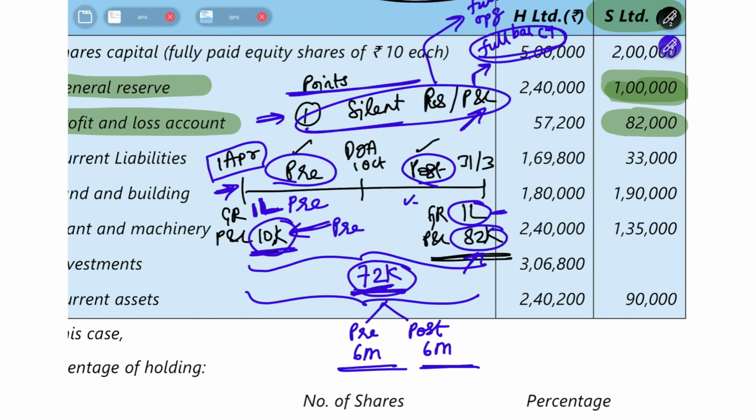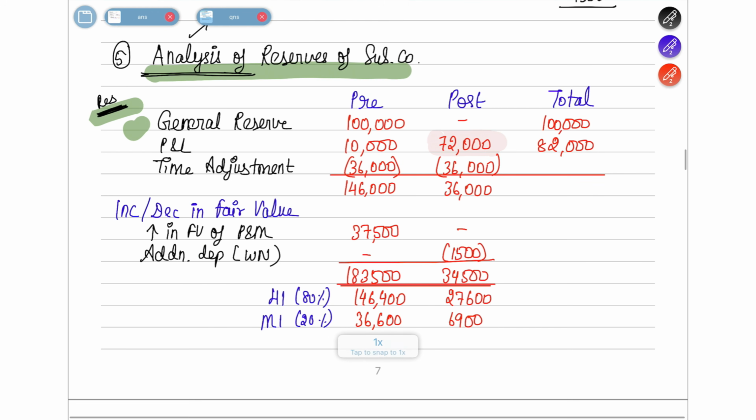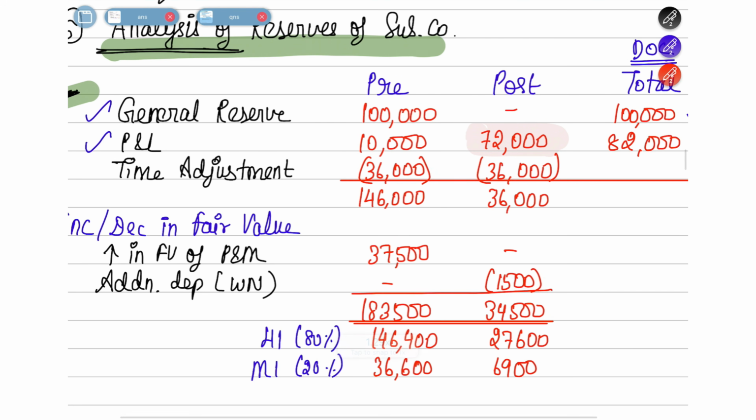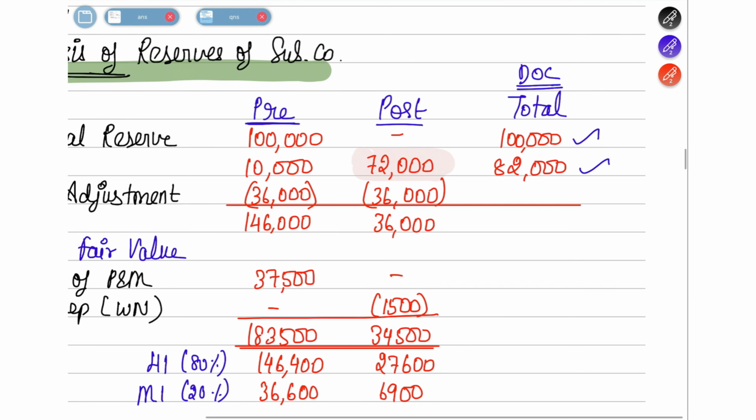So this is how we are going to prepare our analysis table also. See, you have general reserve and you have P&L account. They have told that totally as on date of consolidation, the balance is 1,82,000. They are saying that you have to first split it pre and post. You have to make 3 columns here, which is pre, post and total.